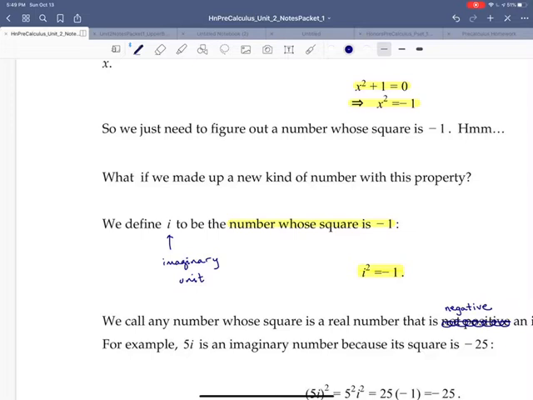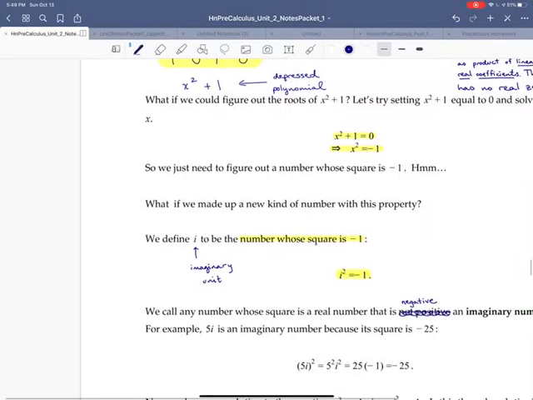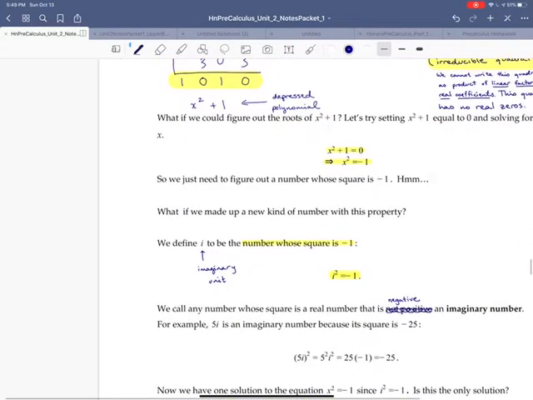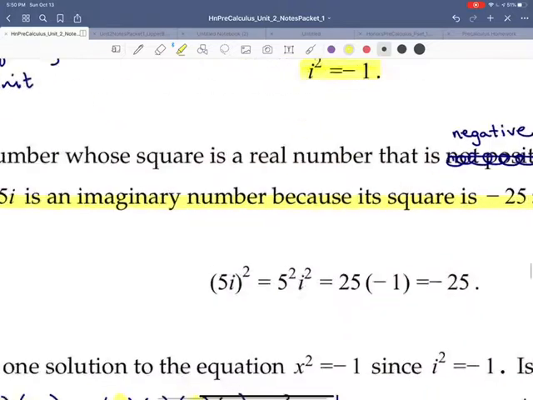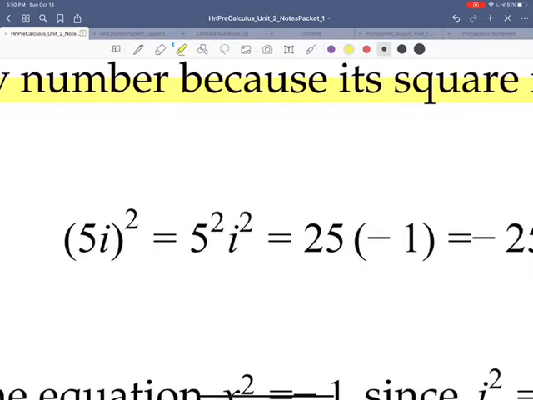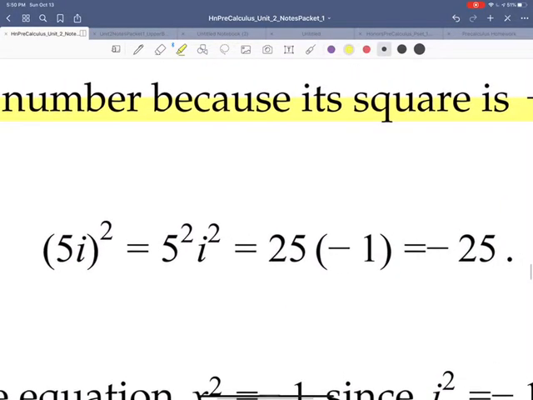Also, we call any number whose square is a real number that is negative an imaginary number. For example, 5i is an imaginary number because its square is negative 25. If we look at (5i) squared, that's equal to 5 squared times i squared, which is equal to 25 multiplied by negative 1, which gives us negative 25.